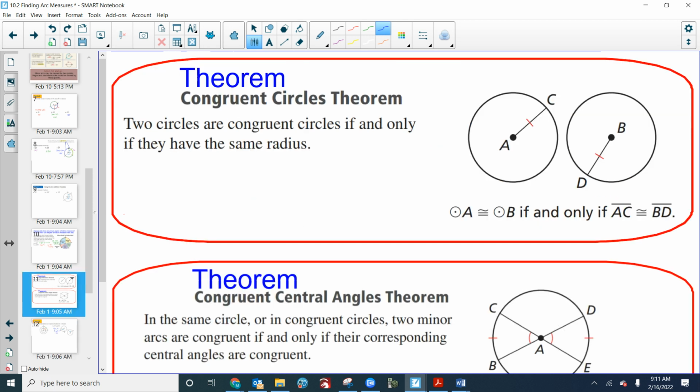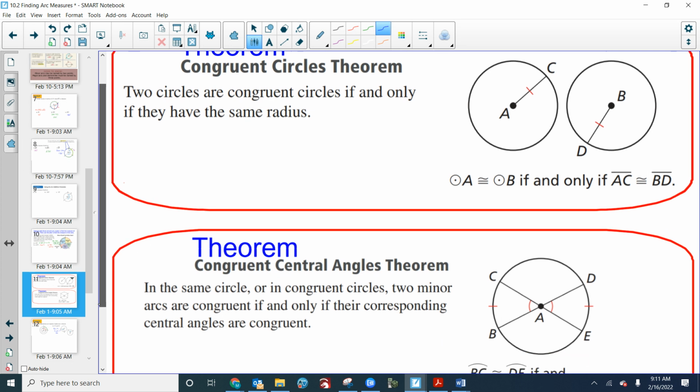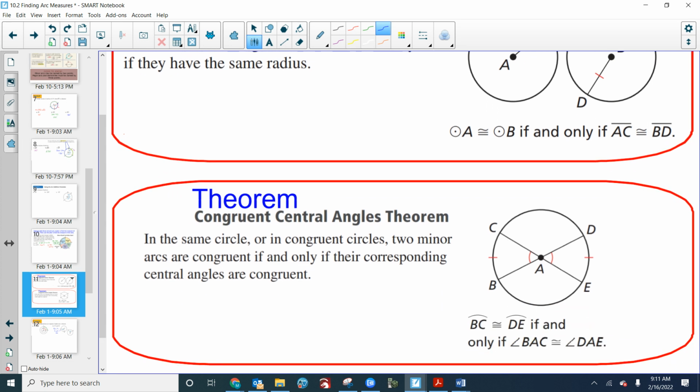Now, be careful there. We need to read this again. This gets confused a bit. In the same circle or in congruent circles. Do you see the requirement there? I'm going to read it again. In the same circle or in congruent circles. So we had to show that those circles were congruent first before we could say the arcs were congruent. Are you with me? Okay.